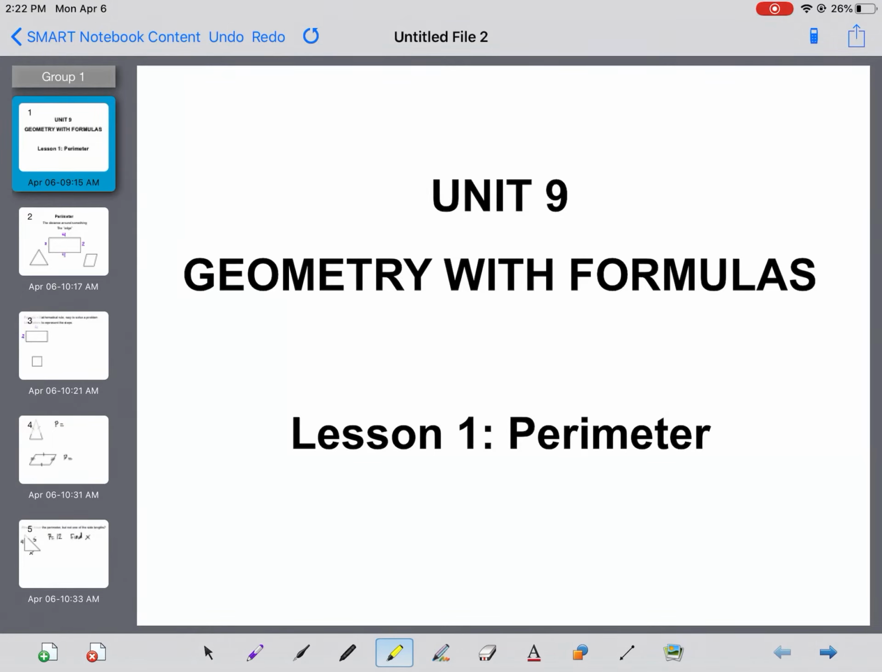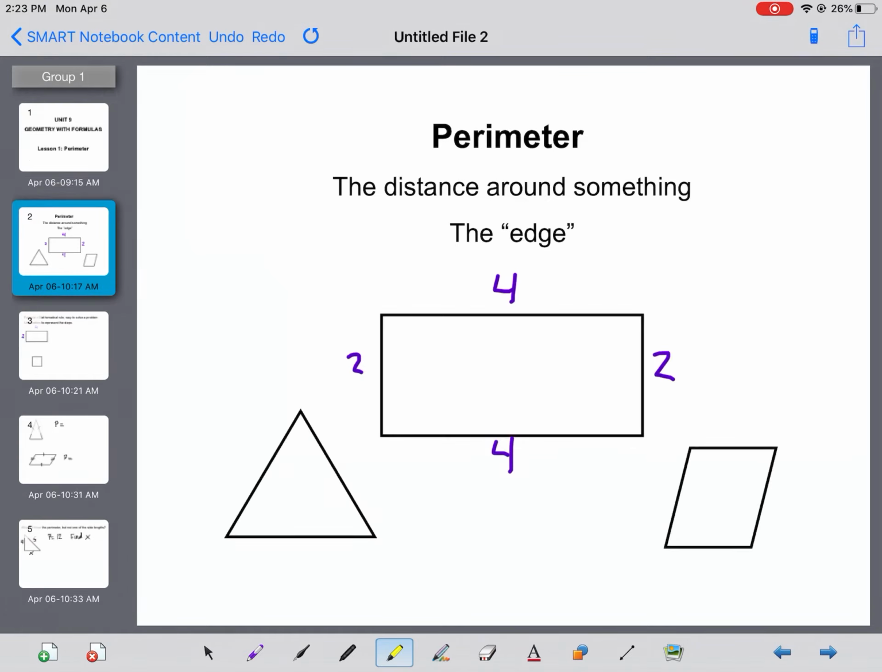Here we go on a brand new unit, Unit 9, Geometry with Formulas. Our first lesson is going to be on perimeter. So first we have to know what perimeter is. Perimeter is the distance around something or the edge of a shape.